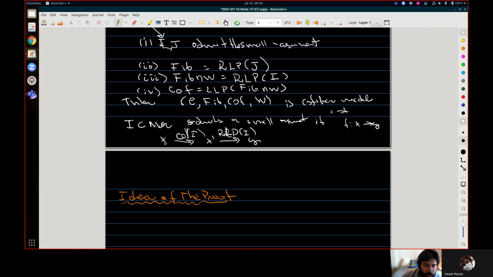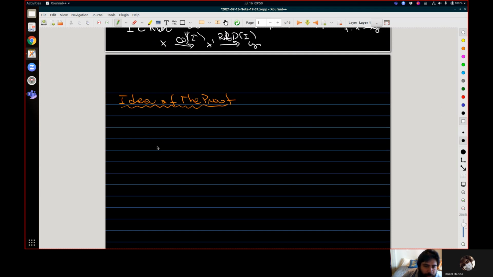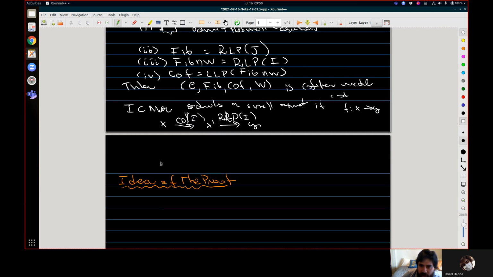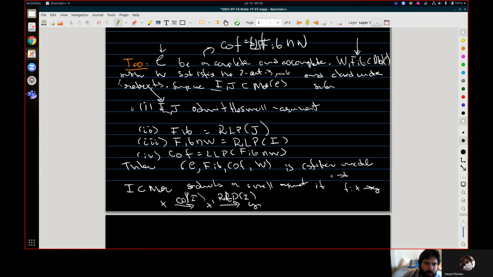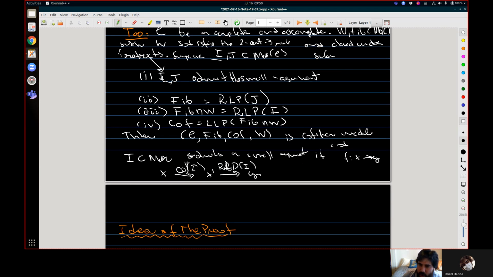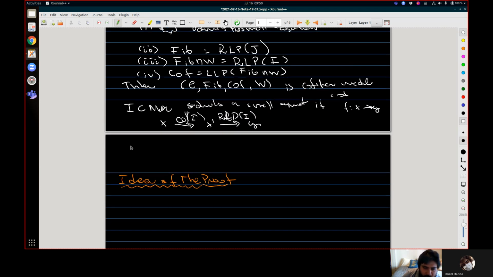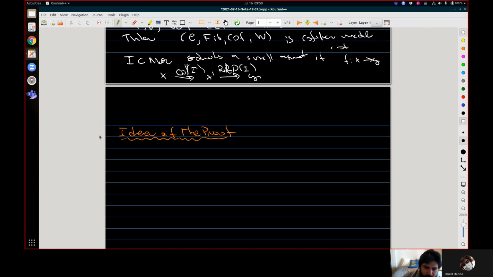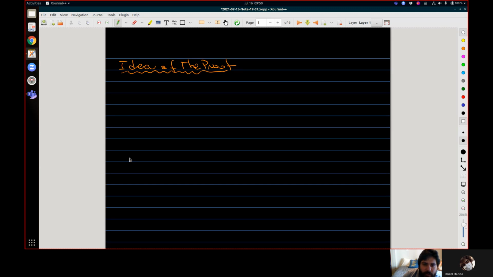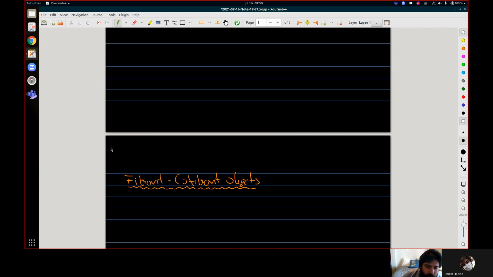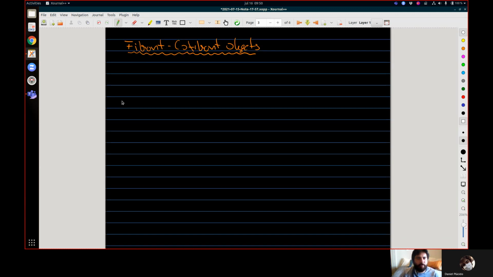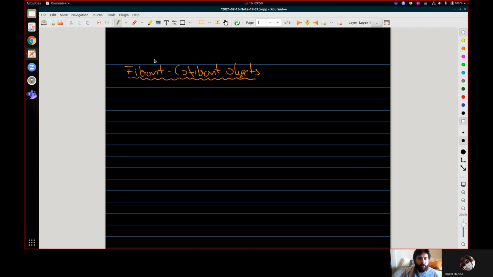So okay, the idea of the proof. I already gave some idea here. This is the theorem that we. Actually, I will skip this because I don't know if it is that important now. I think this is much more interesting, and it's actually quite easy to see. Assuming that that is the model structure, what are the fibrant and cofibrant objects?